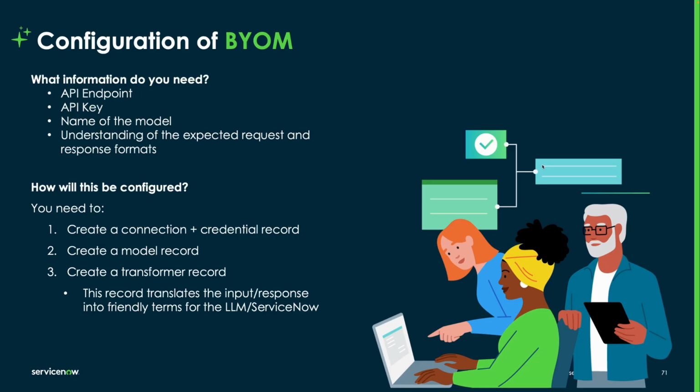For this configuration, you need to have both the API endpoint and the API key from your provider. You have to have the actual name of the model that you will be using and a solid understanding of the expected request and response formats. This essentially means getting the API documentation and looking at the JSON objects that are both expected by the API and returned. Once you have all that information, we can configure it. Today we'll be creating a new connection and credential record. We'll also create a new model and transformer record before going in and testing to showcase how this works.